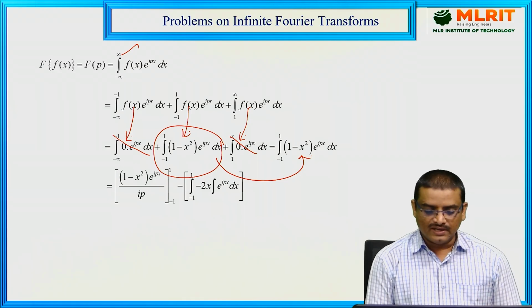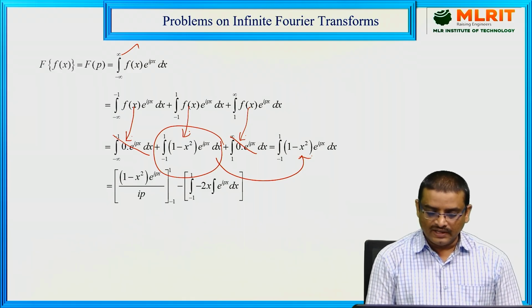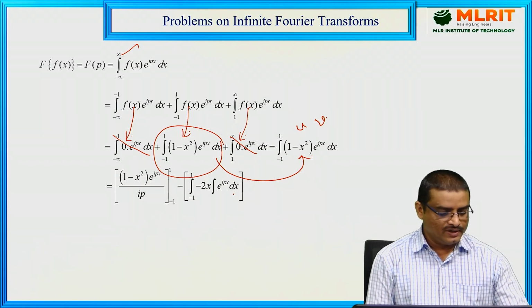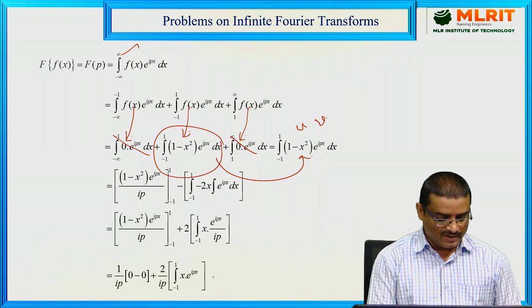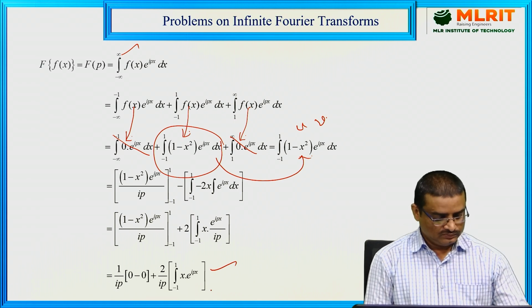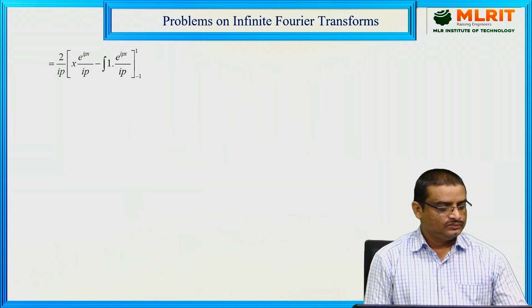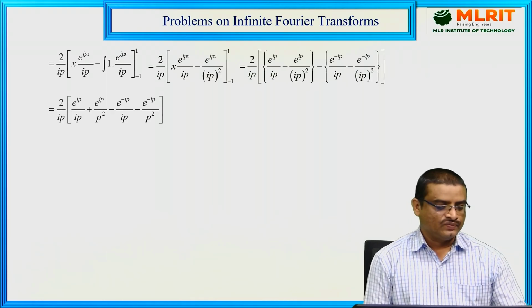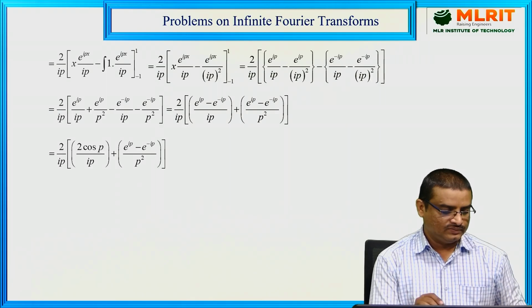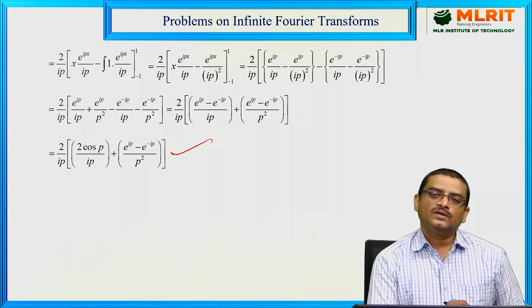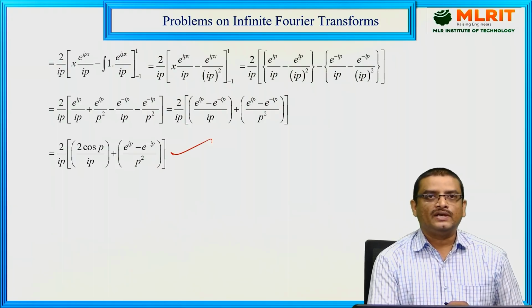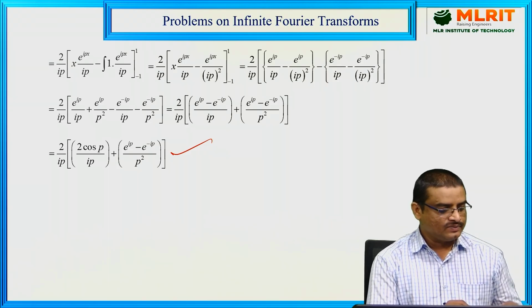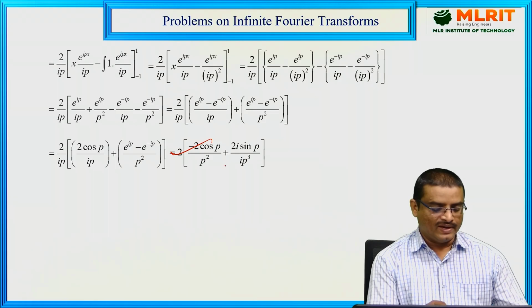If you complete that integration here, apply the uv formula, integral of uv, and then substitute the limits minus 1 to 1, then we can get our required value. So this is the uv formula we have applied and substituted. Finally we will get this integral value here. We have explained a number of times how to apply the integral of uv and then substitute the limits, and then we get our required value.